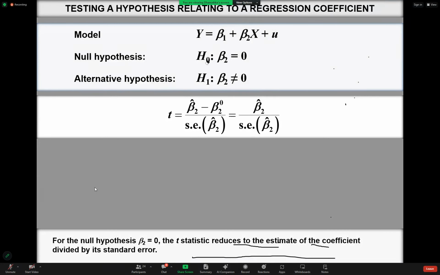Then we assume the null beta 2 equals 0 and the alternative beta 2 not equal to 0. Then the test statistic is beta 2 value minus beta 2 under the null, which is 0, divided by the standard error. If you assume this value is 0, then the test statistic is equal to beta 2 divided by the standard error of beta 2.